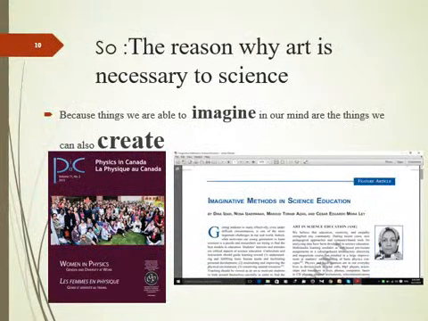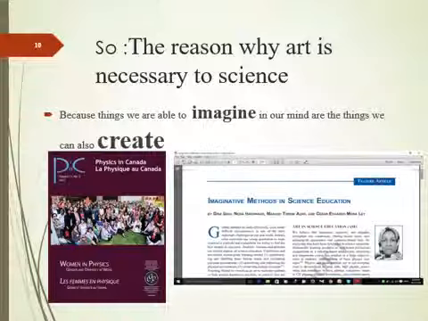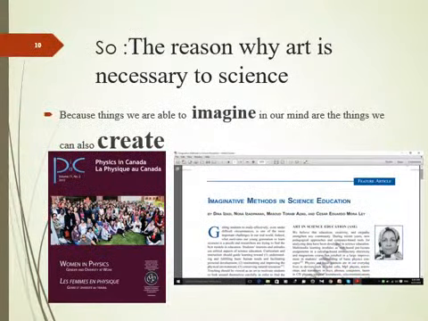In fact, introducing art as a way to study science would not only allow students to understand the core of science as creativity, but it will also allow them to better learn scientific concepts and rules. Oftentimes, the ability to visualize and imagine certain processes is important to solving scientific problems. So, the reason why art is necessary to science is because things we are able to imagine in our mind are things we can also create.